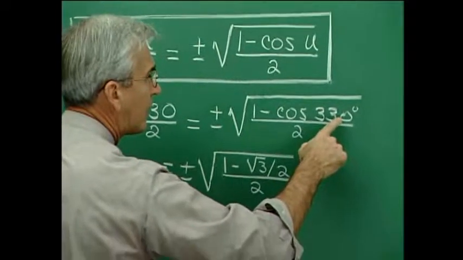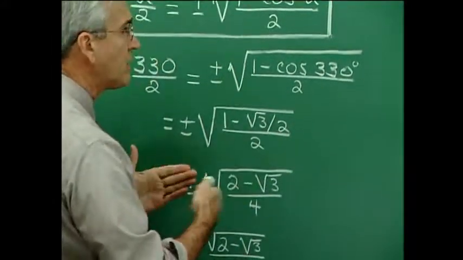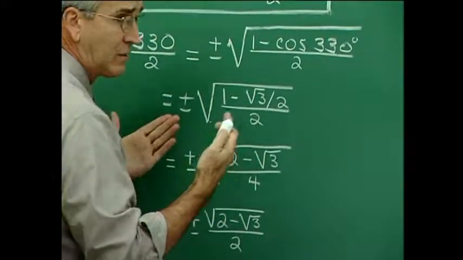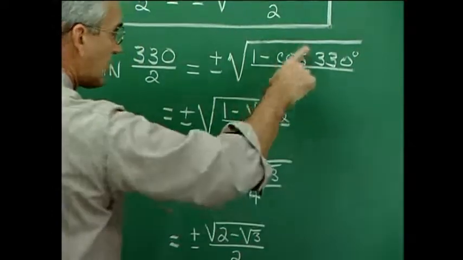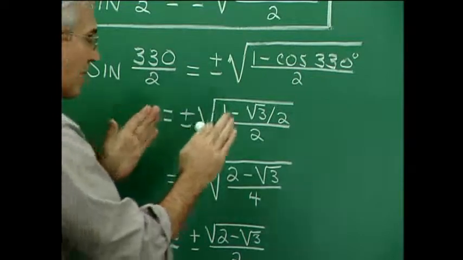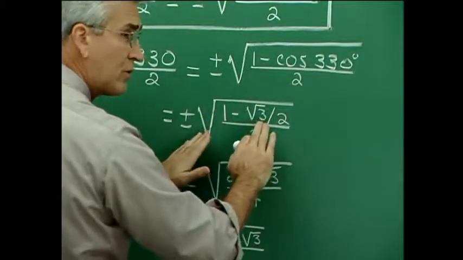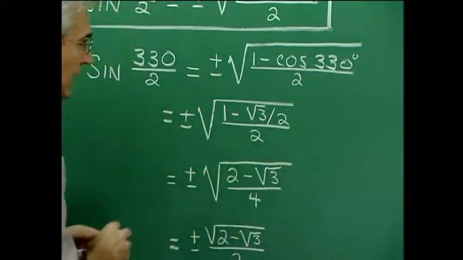Cosine of 330 degrees, we have a reference angle of 30 degrees. It's in the fourth quadrant. Cosine is positive in the fourth quadrant. Turns out to be the square root of 3 over 2. So it's a pretty simple matter to fill in and analyze that situation. And now it's a matter of algebraic cleanup.